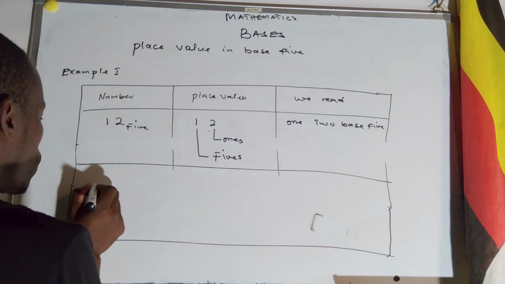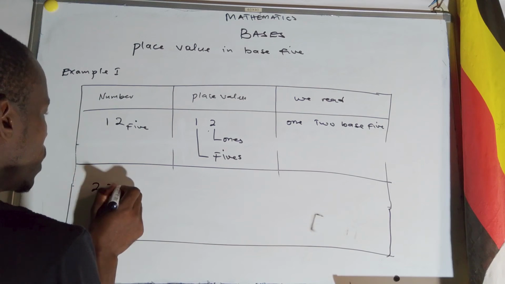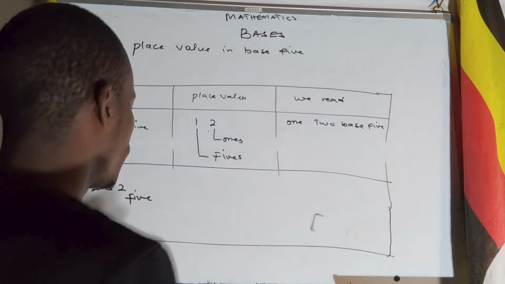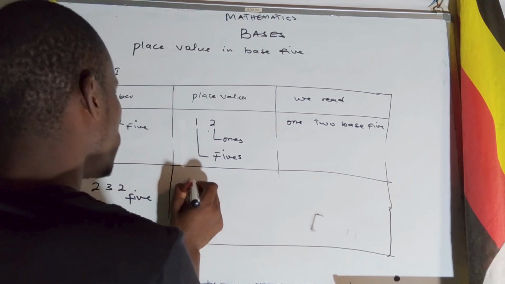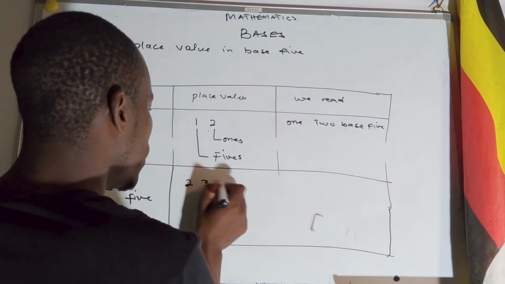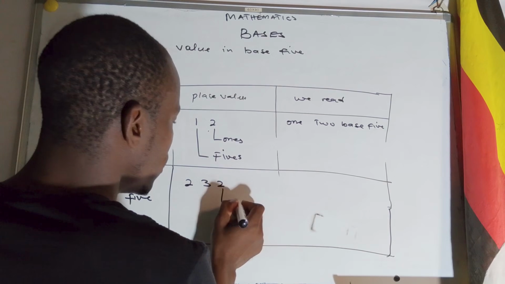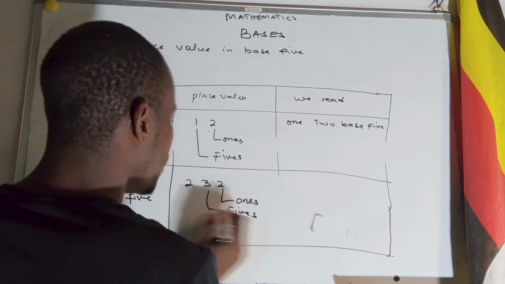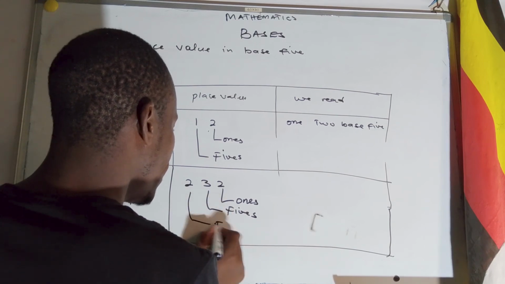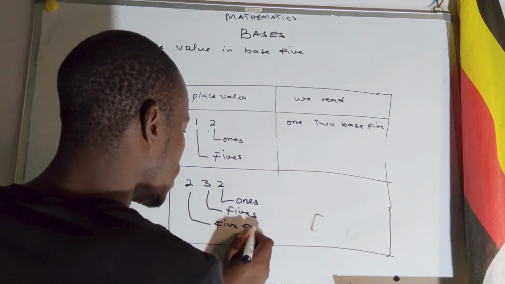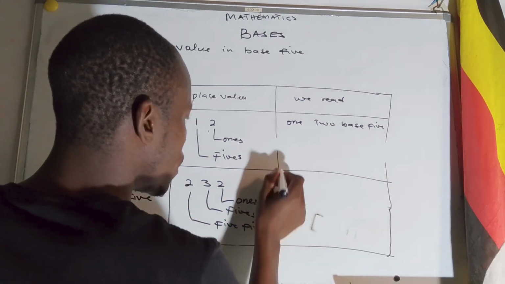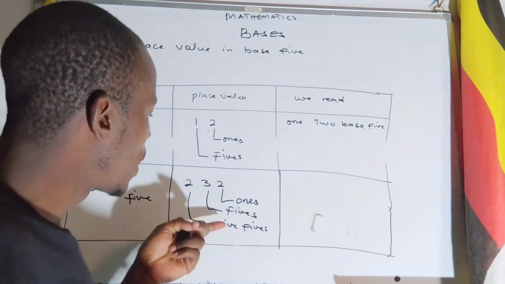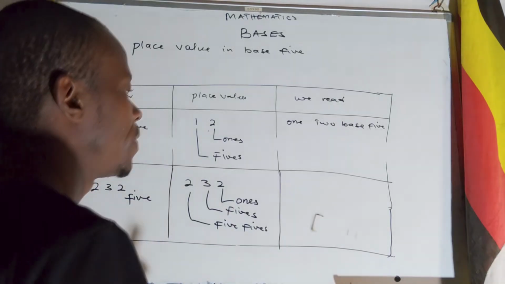Here it's 2 3 2 base 5. So the place value we're going to write 2 3 2. Then the first digit we give 1s, the second 5s, the third digit we give 5 5s. That's how we give place values in base 5.